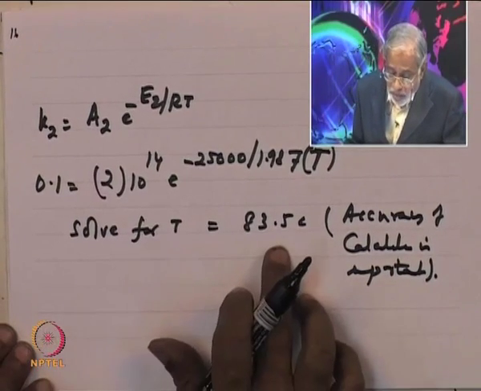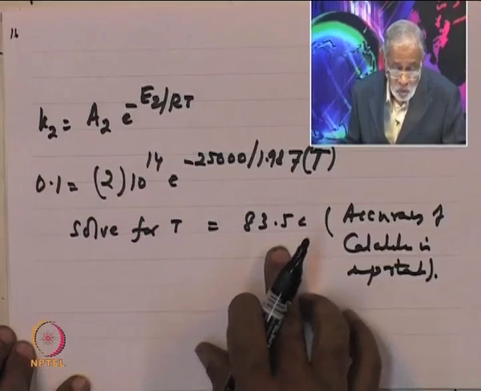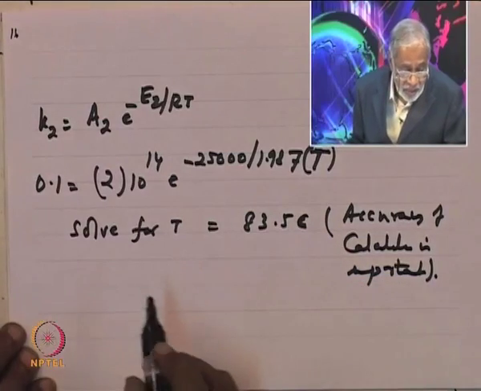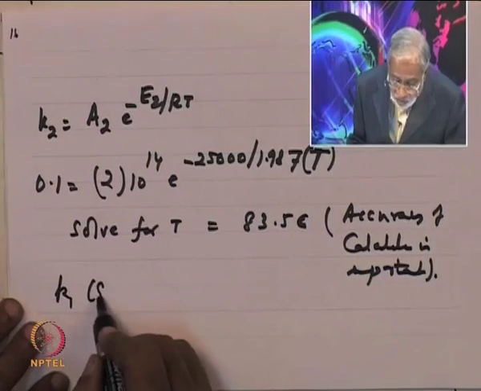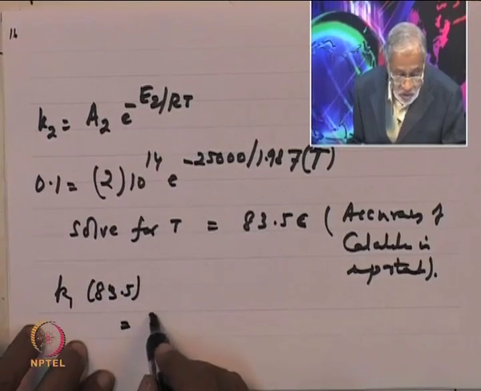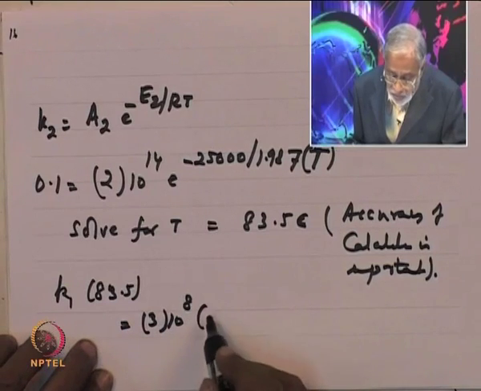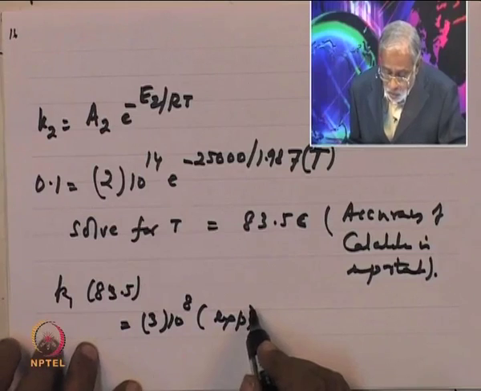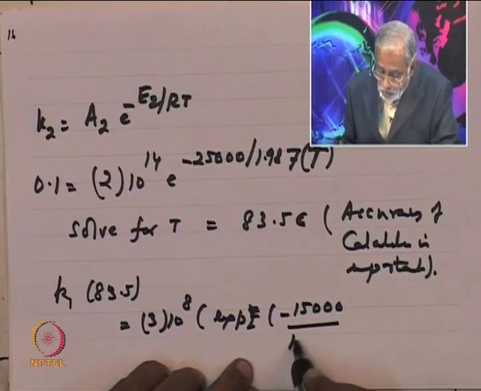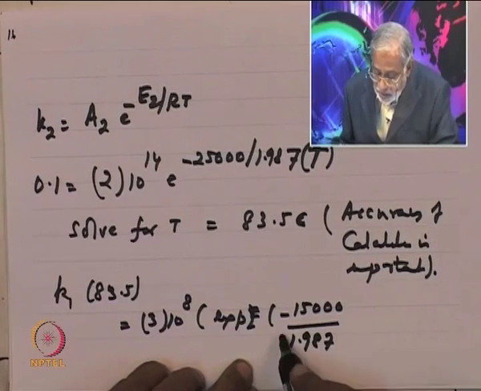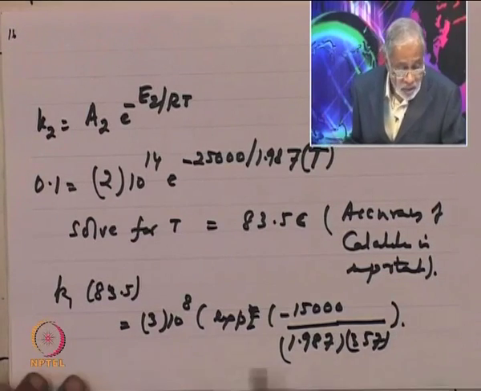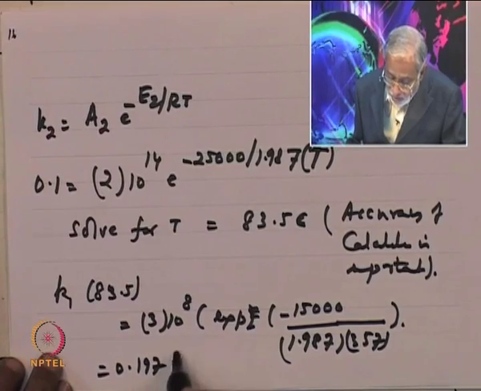Now, if you know the temperature to be 83.5, notice that you get this temperature T in Kelvin and it is converted to centigrade. So, what is k1 at 83.5? To find this out, k1 is equal to 3 times 10 raised to the power of 8, all given, exponential of minus 15,000 divided by 1.987, and then the temperature, 357, which is 83.5 C. That turns out to be 0.197 per second.